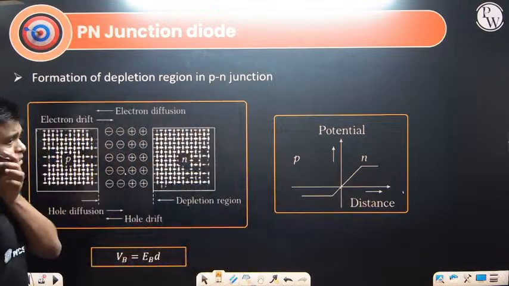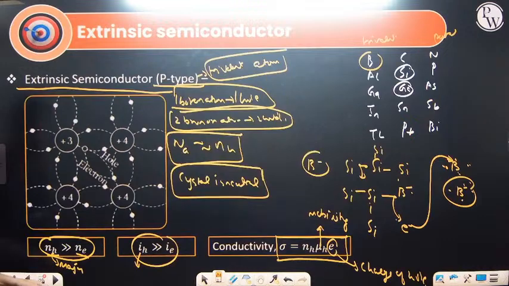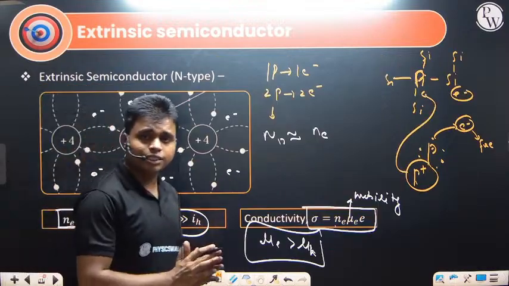So next one is p-n junction diode. We just discussed the p-type semiconductor and the n-type semiconductor. This one is p-type, in which the majority charge carrier will be holes, and this one is the n-type, in which the majority charge carrier will be electrons.